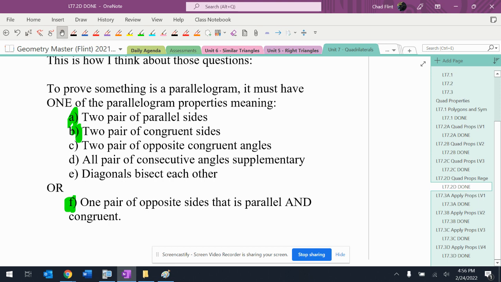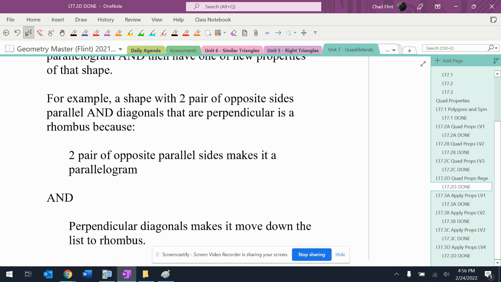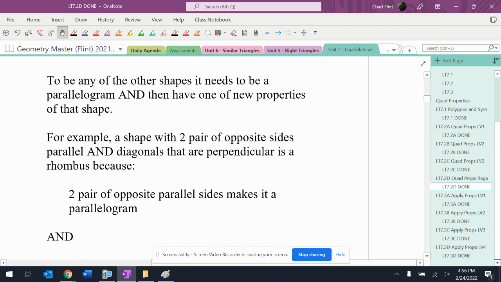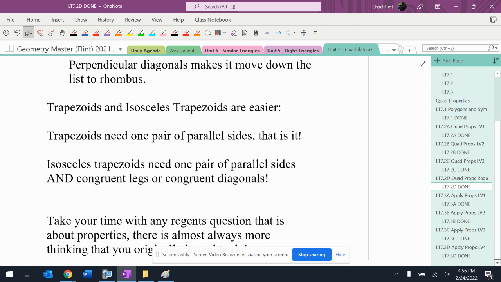Trapezoids are super easy. Hang on, I'm not doing this in the right order. I'm not following my directions. I just talked about this. Okay. Trapezoids and isosceles trapezoids are easy. Trapezoids: one pair of parallel sides, that's it. Isosceles trapezoid: one pair of parallel sides, and then add in the congruent legs or congruent diagonals.